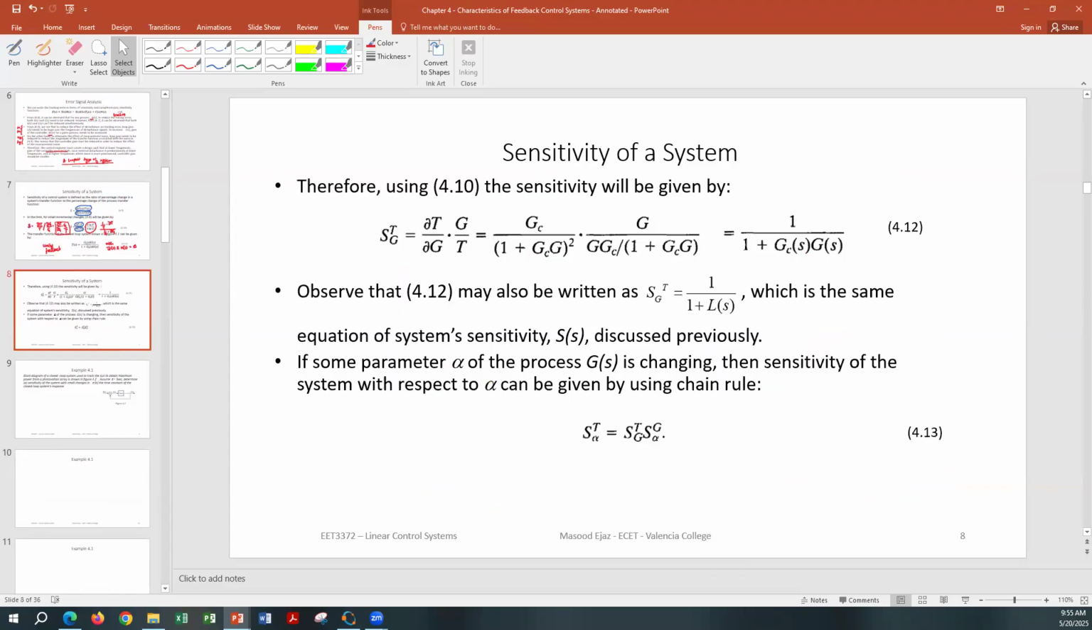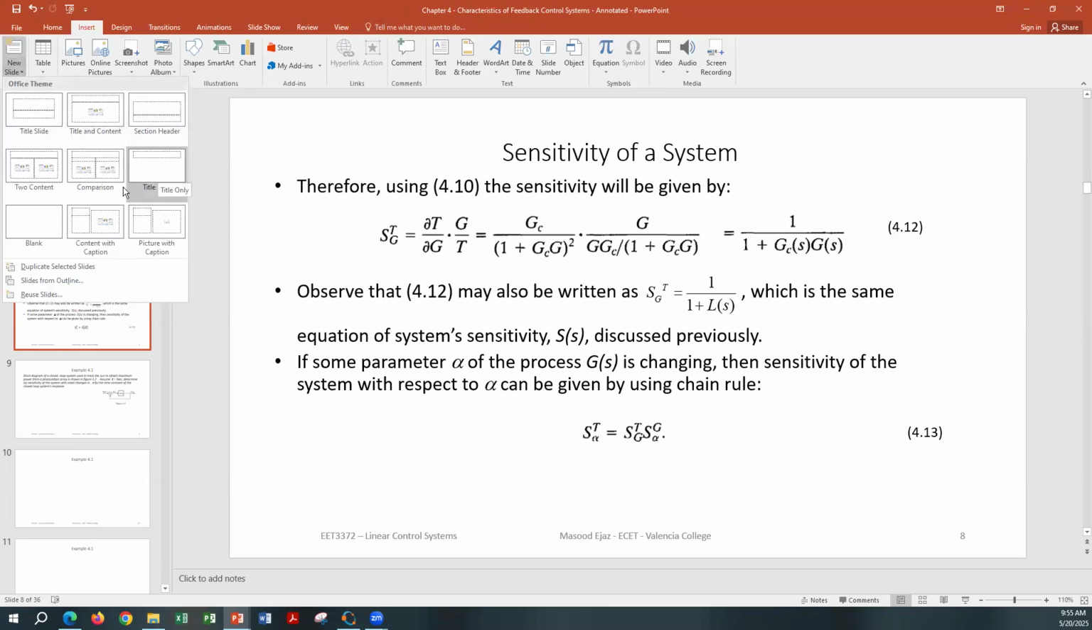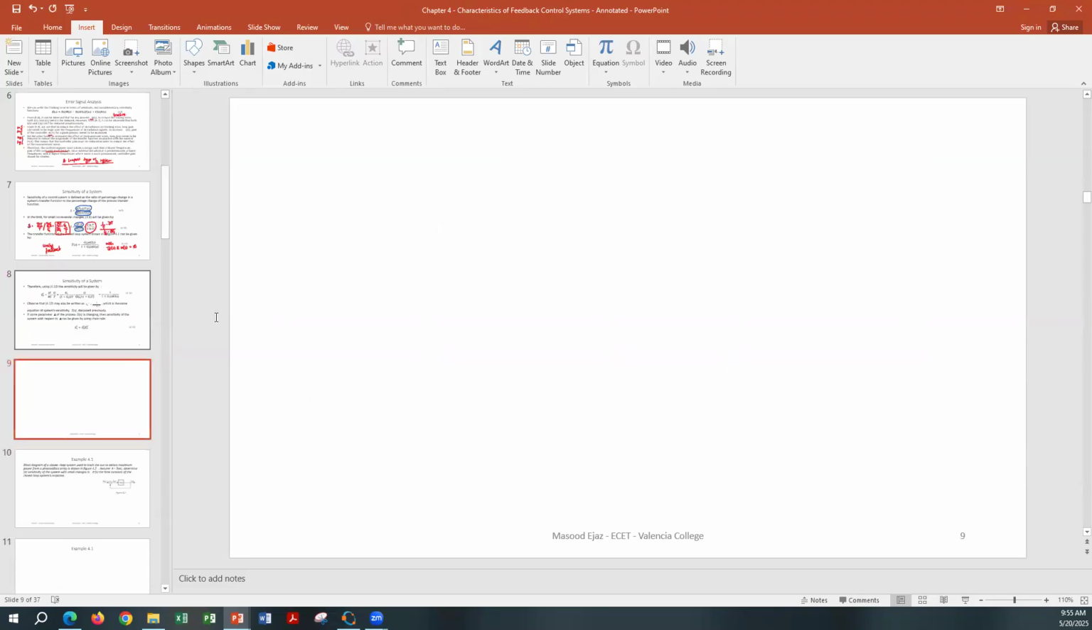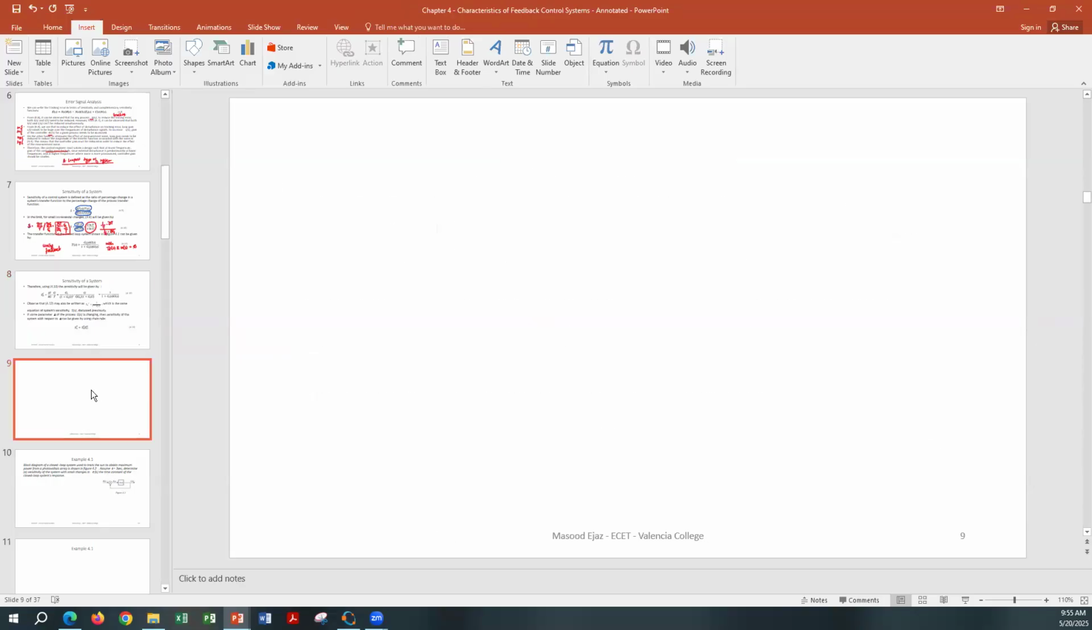So if we take that transfer function for the unity feedback system and we apply this, then we are going to get this expression. Now, how are we going to get this expression? We can apply it real quick and then I can show you. Let me insert a slide. Let's see how we're going to get the sensitivity of the transfer function with respect to the process as this expression.